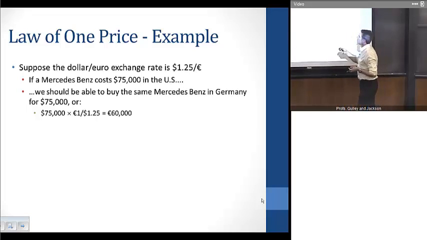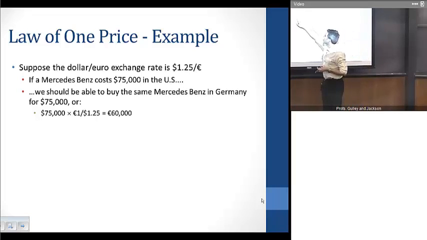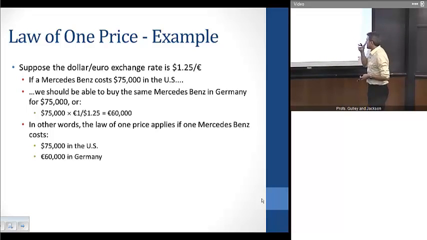And so that would occur, of course, if the price of that Mercedes-Benz, as we translate the $75,000 into euros through this exchange rate, then what that suggests is that the price in Germany should be 60,000 euros for the same automobile, for the exact same good. And so, in other words, this law of one price applies if the Mercedes-Benz in the U.S. costs $75,000, and we account for the exchange rate effects, it turns out that the same Mercedes-Benz in Germany is going to cost 60,000 euros.